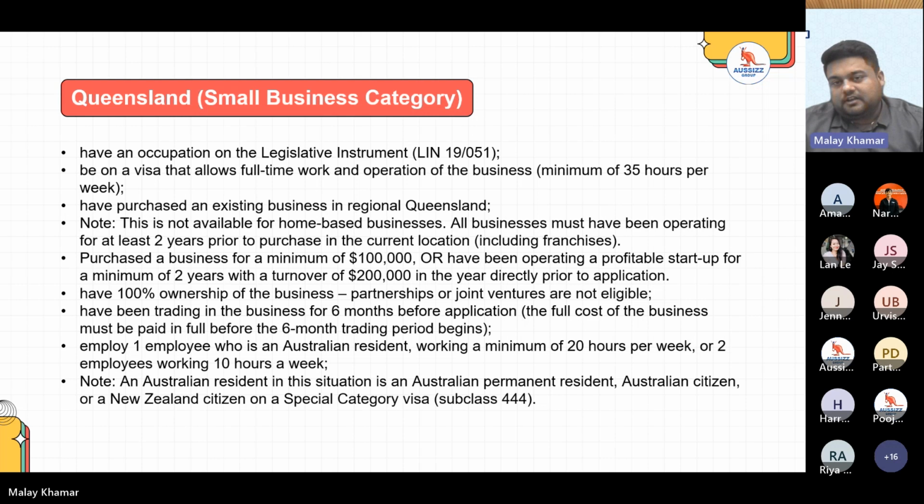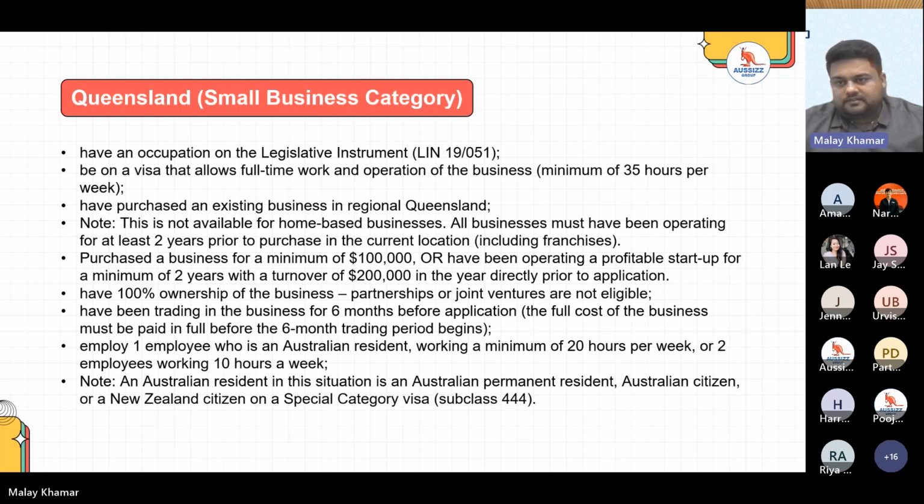Additionally, vendor financing is not going to be part of the small business stream. You need to invest 100K by yourself. You cannot get a loan from anyone, and you can't use vendor financing for the SBO stream. So make sure you keep that in mind as well.